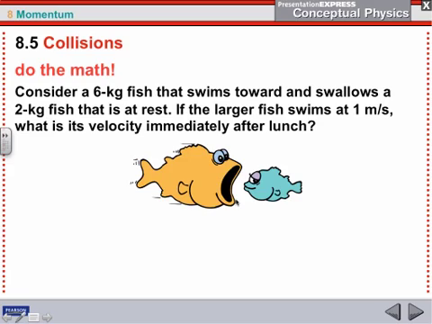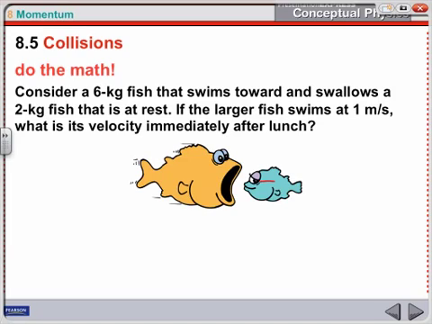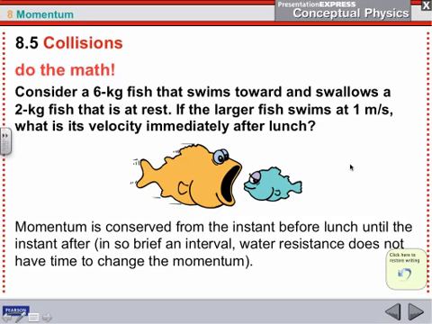Here we go. How about this? Consider a 6-kilogram fish that swims toward and swallows a 2-kilogram fish that's at rest. So here he is, swimming along. This guy's not moving. He's going to have some lunch. So he's 6 kilograms, and he's moving at 1 meter per second. Now he swallows the little fish. What's his velocity immediately after he eats the fish? Well, remember, the law of conservation takes place, and we're not going to worry about water resistance in this example.